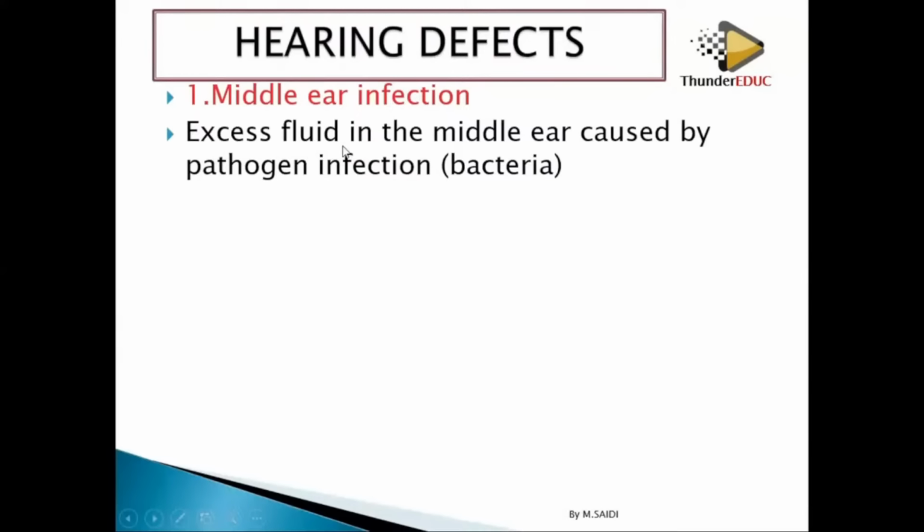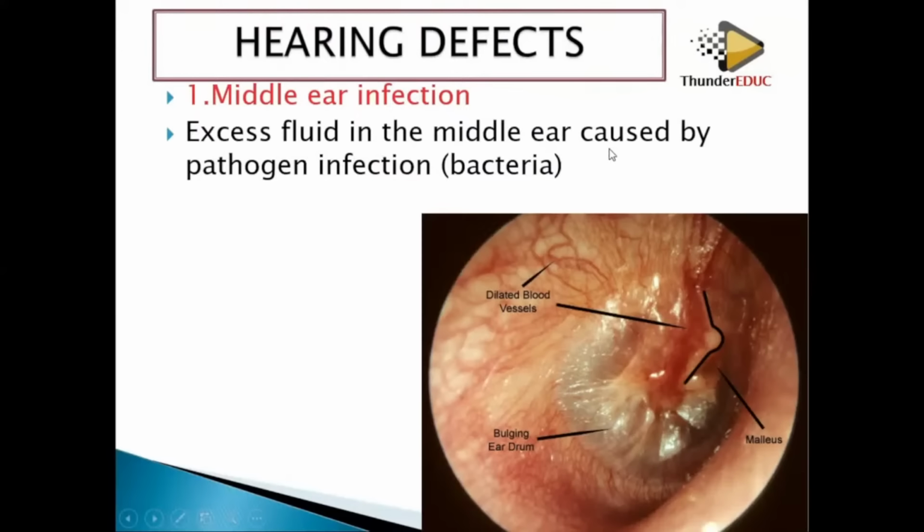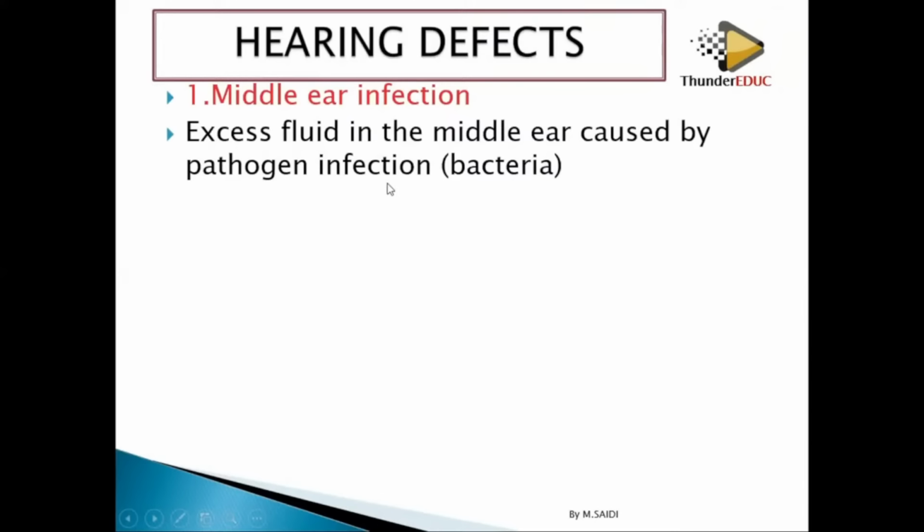This is whereby excess fluid in the middle ear is caused by pathogen infection. When you say pathogen, a pathogen is a disease-causing organism, for example, bacteria or viruses. An organism which causes diseases is what is called a pathogen. So we are saying that excess fluid in the middle ear is caused by pathogen infection, specifically bacteria.